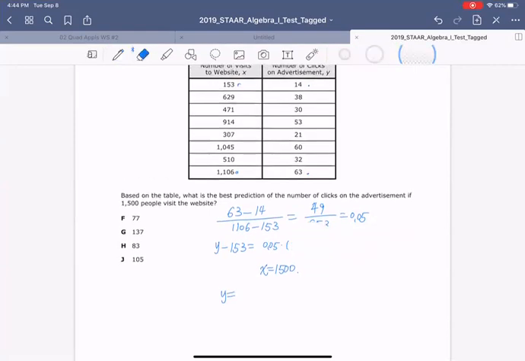Oh, sorry, here is a typo. I should do x minus 153. And here is y minus 14. Okay, sorry.